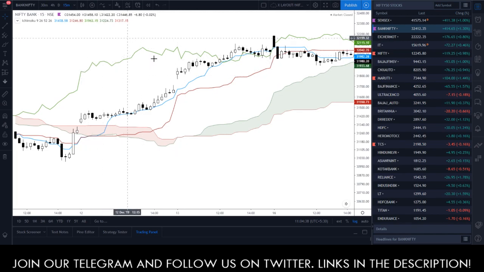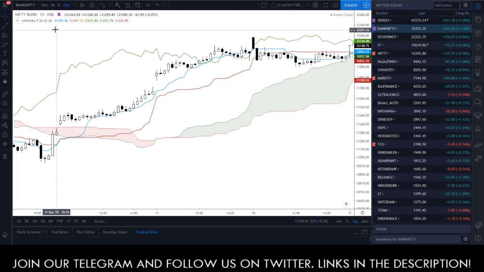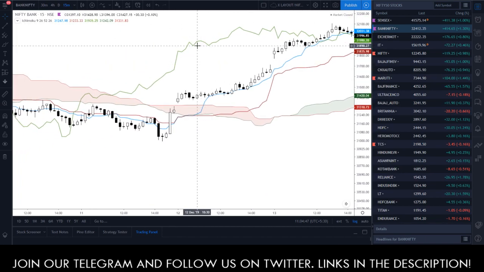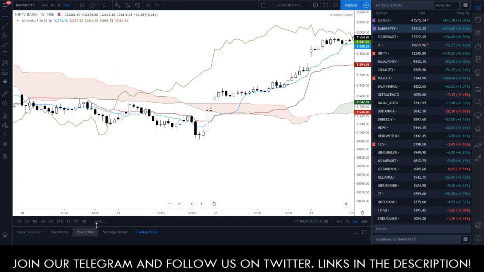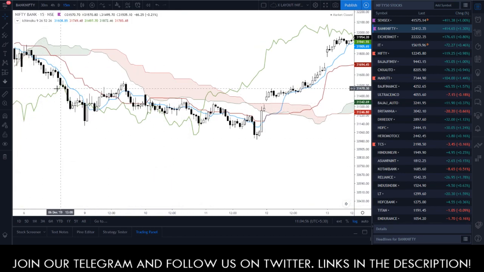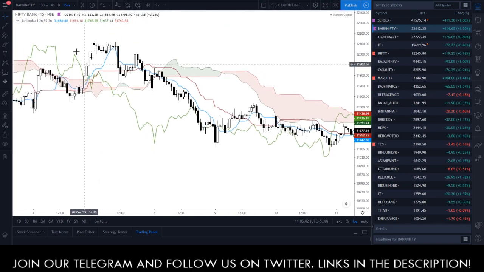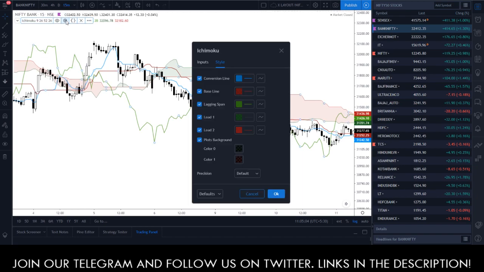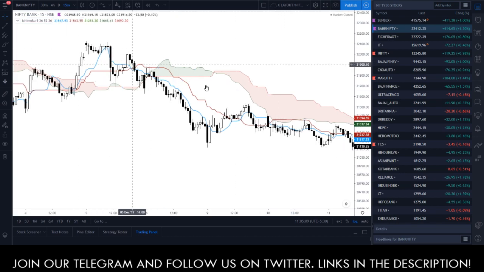This is a lagging span, and the first thing you're going to do is remove this green line because it's not of much use. It might and might not show you supports and resistances. It's a bit unreliable because you can see that price action is not respecting this line much at any place, right? So first of all, what you're going to do is you're going to remove this lagging span, and now you are left with these three lines.